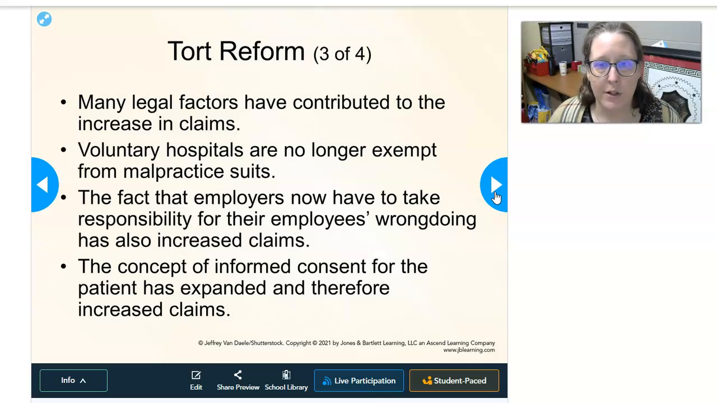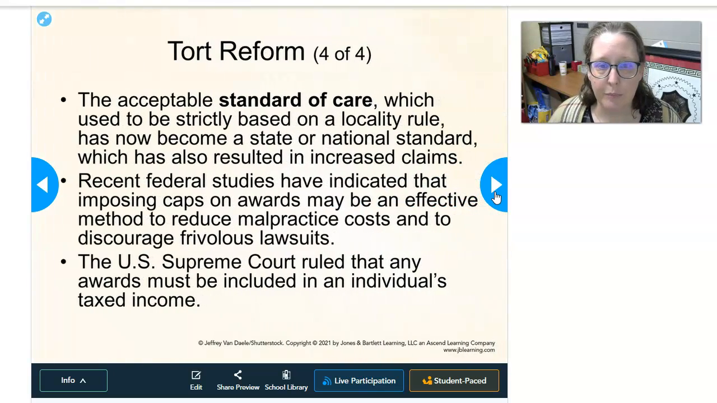For example, voluntary hospitals are no longer exempt from malpractice suits. Therefore, employers now have to take responsibility for the employees' wrongdoing. That has also increased claims. So for example, if you combine both of them, if you were a hospital employee, a nurse or something, and you made a mistake and the patient sued, they can sue the hospital, and the hospital is liable for your mistakes. The concept of informed consent for the patient has also expanded and therefore increased claims. We're going to talk about informed consent here in just a minute.